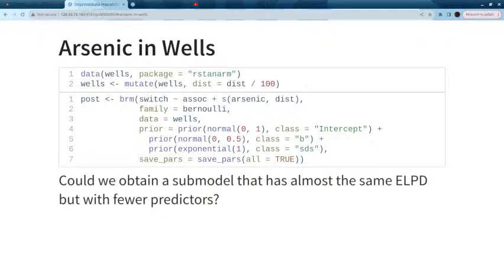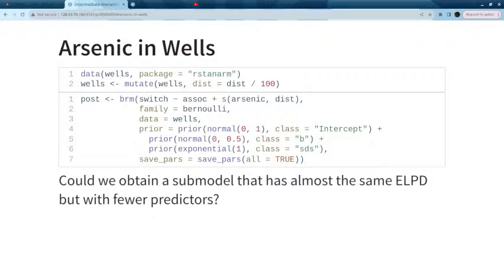So you might ask, can we obtain some subset of this larger model that has almost the same expected log predictive density, but uses fewer predictors? Now, it's not going to have exactly the same ELPD. It'll be a little bit worse, but maybe it's only a tiny bit worse. And if you had some external reason to prefer a model with fewer predictors, then maybe you could justify that.